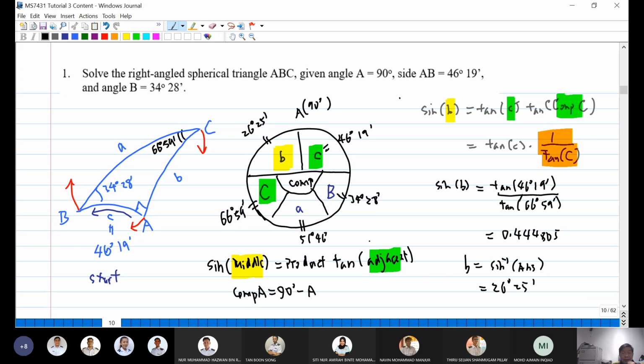So that finished question 1, right? When we try to answer question 1, what we're trying to do is solve the right angle triangle. Solve means find everything you don't know. Okay, so we're given only 2 things, and you find all the things there. So this is question 1.